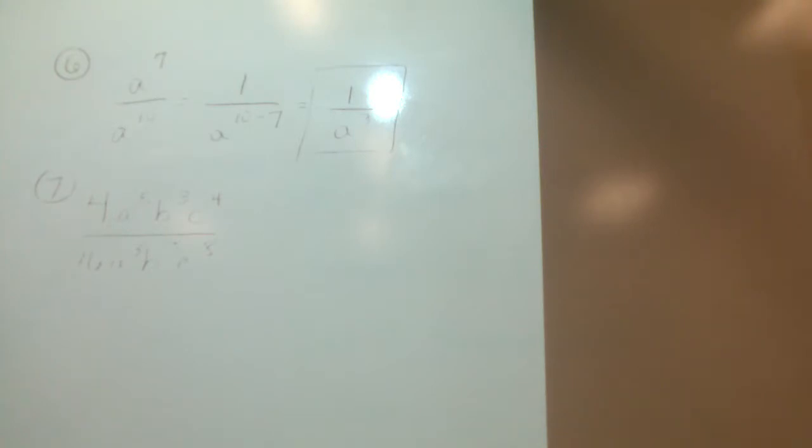All right, number 7. I've got 4 a to the 5th b cubed c to the 4th divided by 16 a cubed b cubed c to the 8th. All right, let's take a look at those coefficients. I've got 4 over 16. I can't divide that out. I'm going to get a decimal. Your answer can't have decimals.